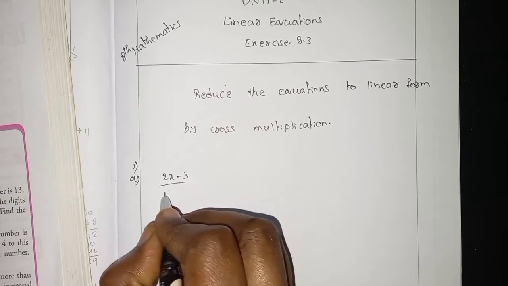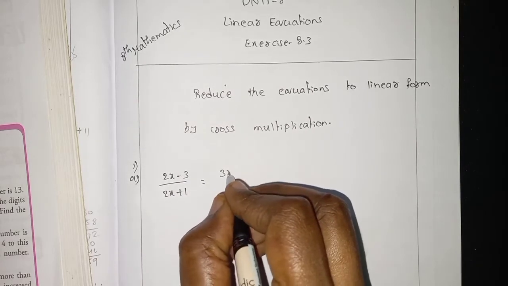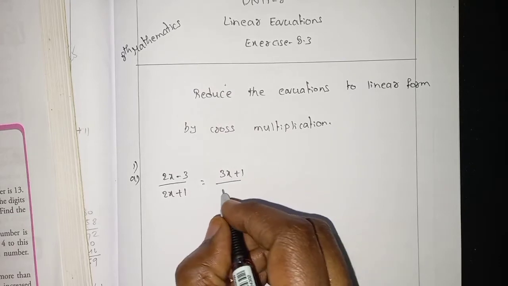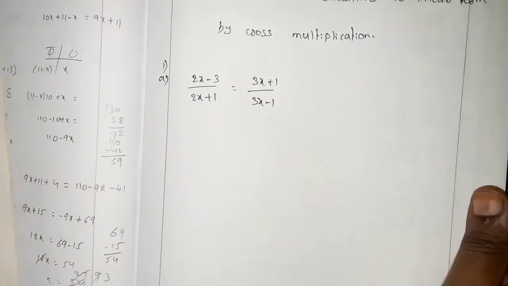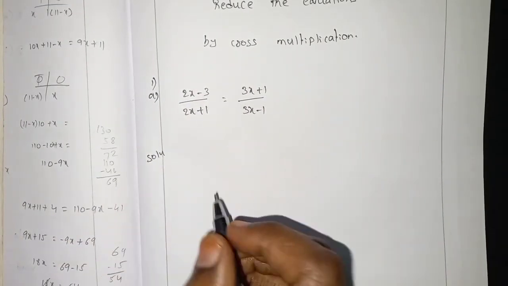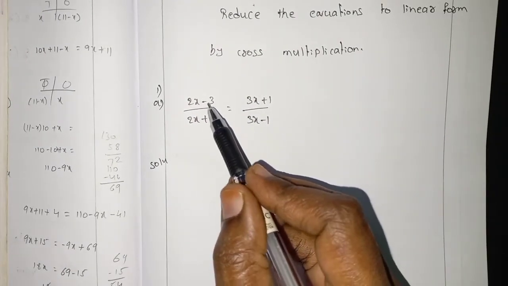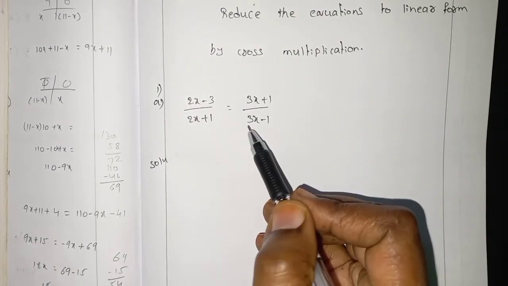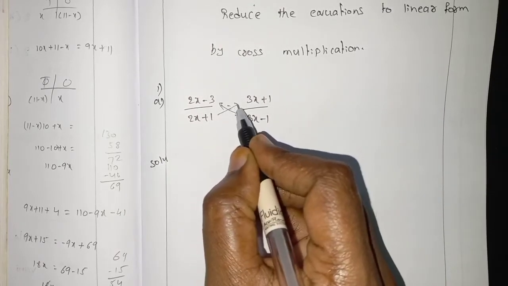(2x minus 3) by (2x plus 1) equals (3x plus 1) by (3x minus 1). This is the problem. Now, can we divide these two? No. So, first let us multiply these two.